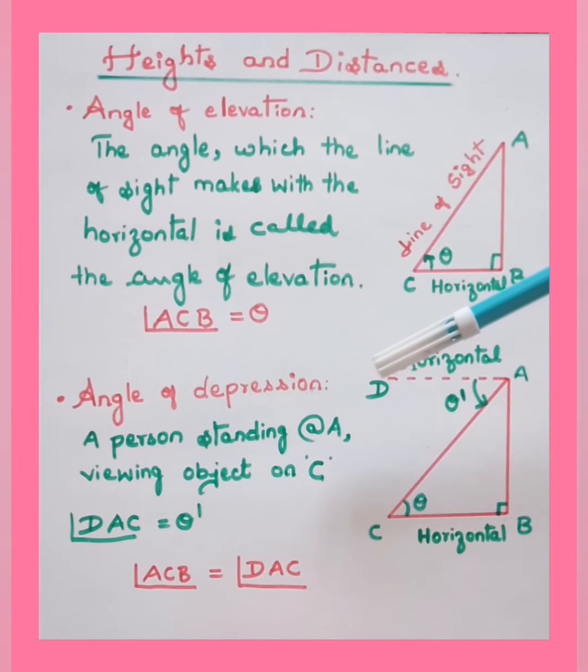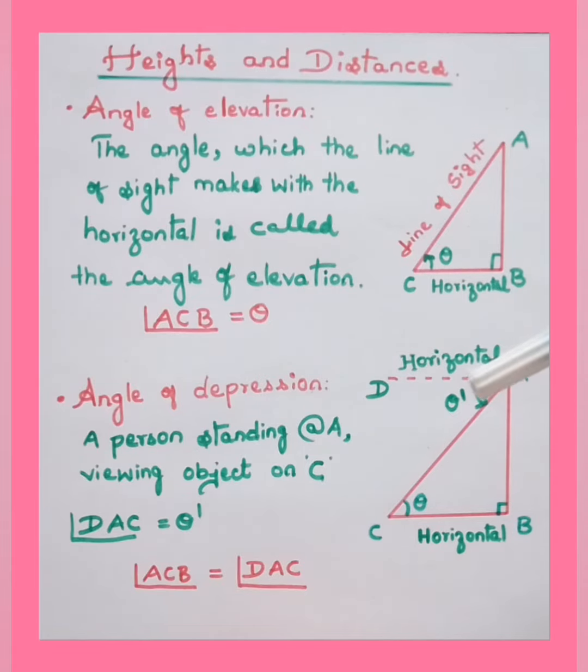Moving to angle of depression. The angle of depression is the angle formed by the line of sight with the horizontal when the point being viewed is below the horizontal line. Imagine a person is standing up on a tall building and he has to look down. If AC is the line of sight, then the angle made by this line of sight with this horizontal is called the angle of depression. So here angle DAC forms the angle of depression.